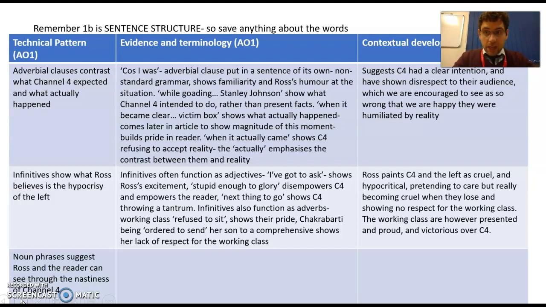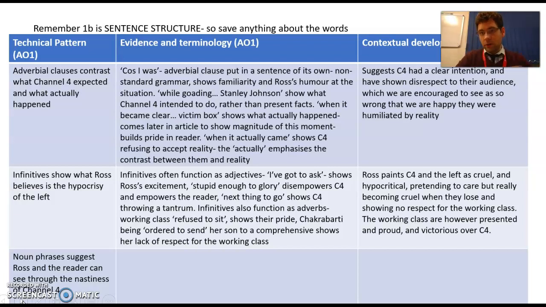Now, if you can label them in that way, that can be helpful, but even if you can't, what we can start to build up here is a pattern: the idea that the left are presented as really cruel and hypocritical and don't really care and go mad when they lose, whereas the working class are kind of virtuous and proud and they've done what Ross wanted and they should be proud of themselves according to Ross. That's where that paragraph might go.